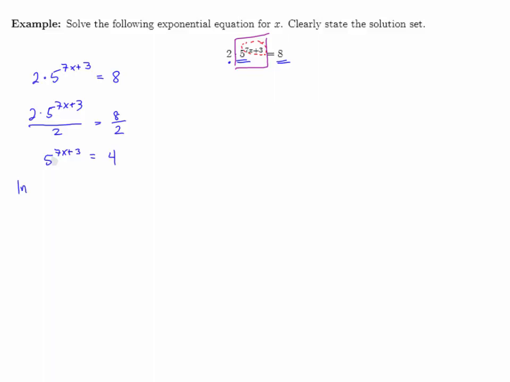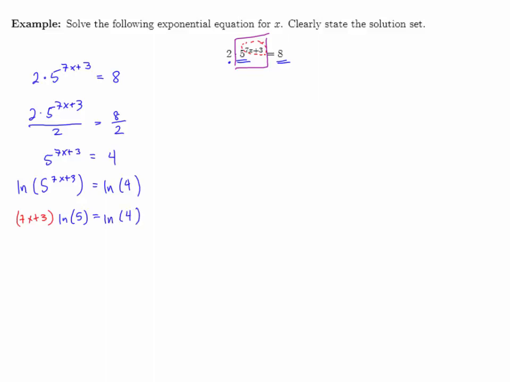So next, I'll then have that the natural log of this 5 to the 7x plus 3 is equal to the natural log of 4. Now, the logarithm property that I'll use, now that I have the natural log of this 5 raised to an exponent, is that the exponent 7x plus 3 can come out front. So now I'm going to have 7x plus 3 times the natural log of 5 on that left-hand side, and that's equal to the natural log of 4.